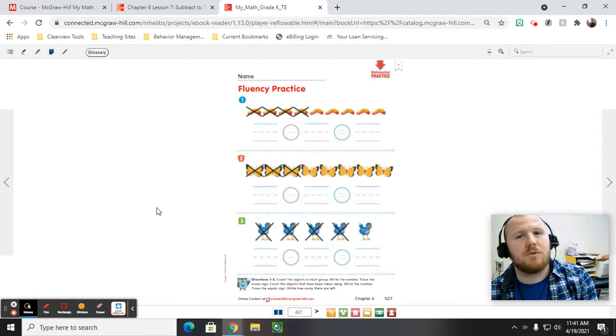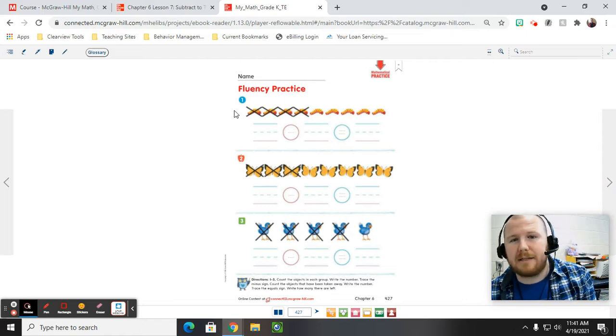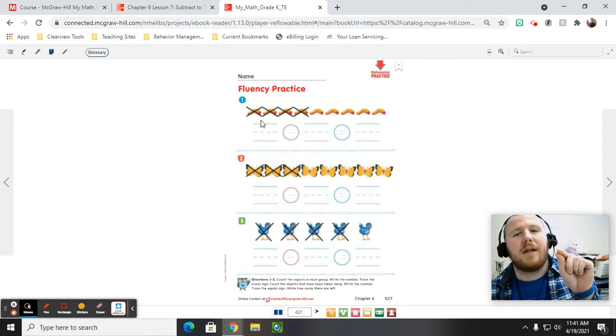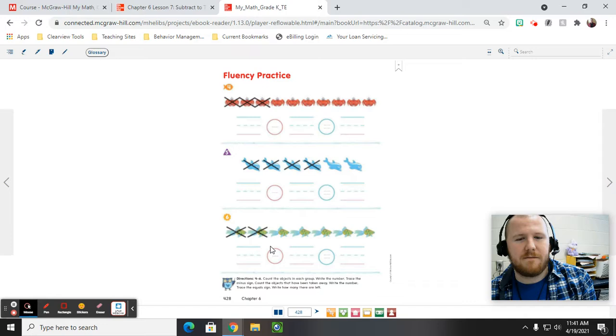Now, we're going to go into the review in just a second, but I don't want you to skip over this because this is important. They're trying to get you to practice counting all the objects and writing down the number. Then count the objects that they're taking away, write down the minus sign and write that number. And then the equal sign, after the equal sign, you count how many are left and put that down. So they want you to practice that a couple times on this page and on 428.